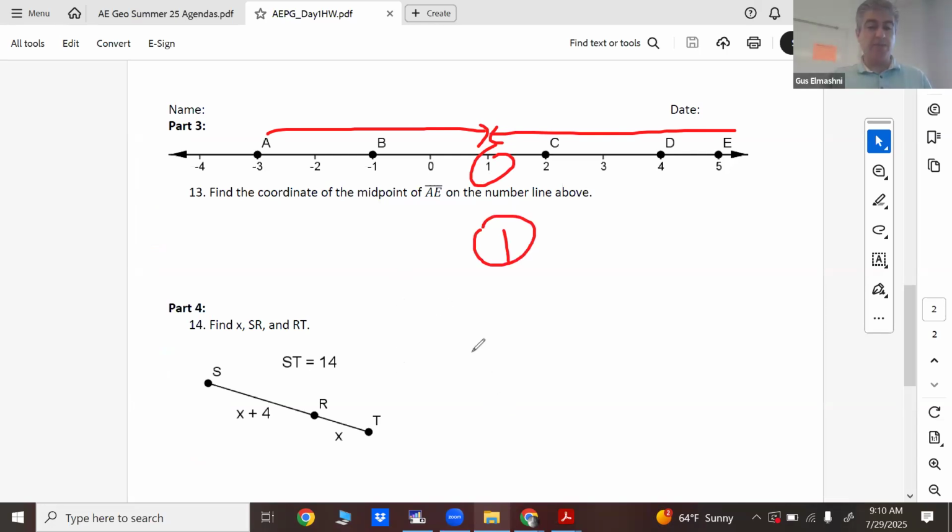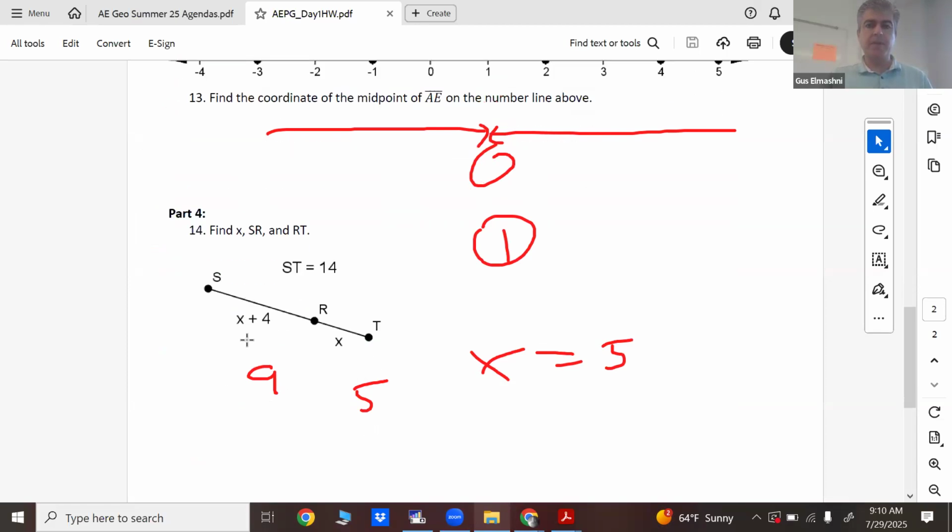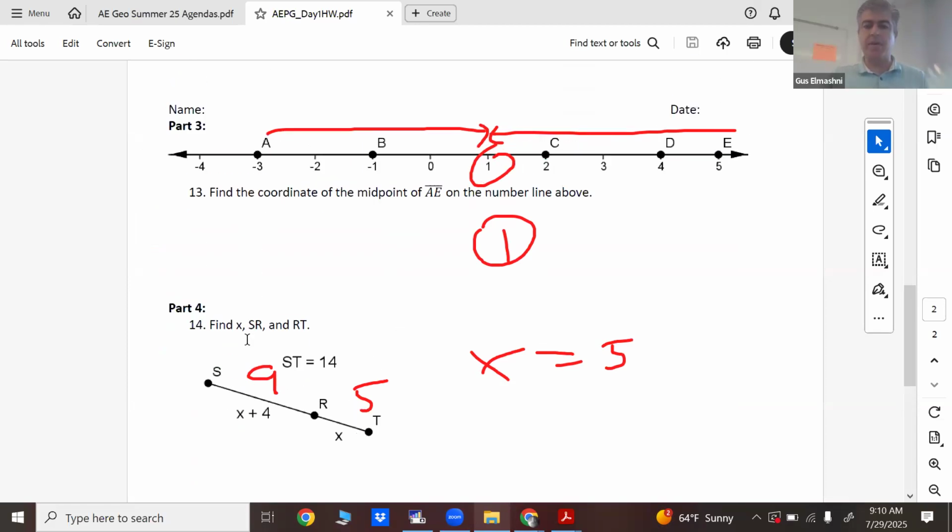This one you should get X equals 5. Right, that's pretty simple. And then this is of course 9 and 5. That's super easy. Make any corrections, of course, if you make a careless mistake, it happens. But X plus 4 plus X equals 14, right? So that's the setup, and then you solve it, and you should be A-okay after that.